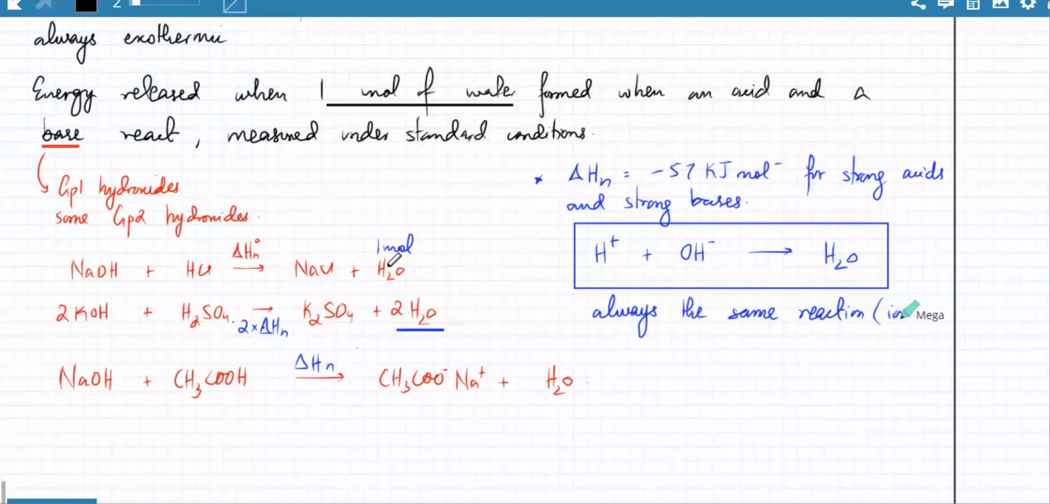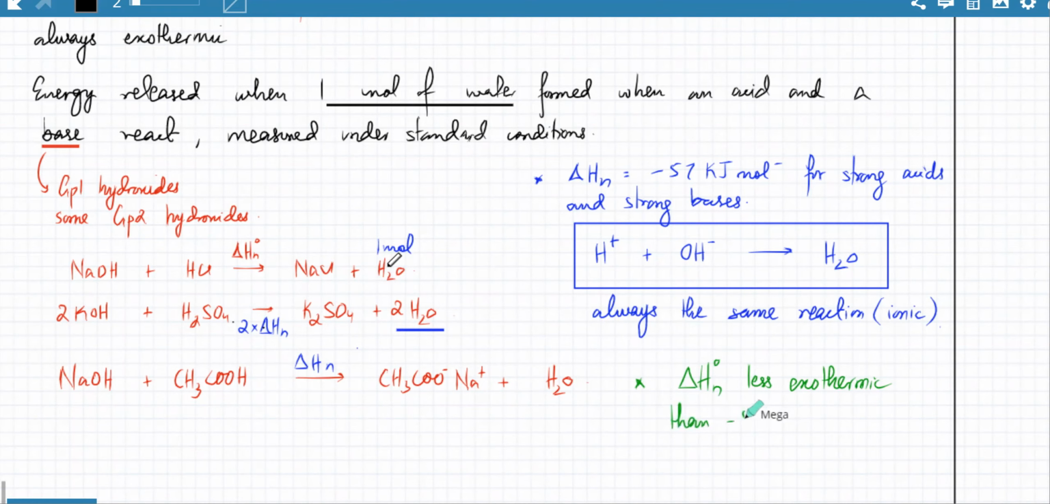And that's referred to as your ionic reaction, your ionic equation. So it's always the same reaction that's taking place. The other important point about this is that the value of delta Hn is slightly less exothermic. So it's kind of less exothermic than minus 57. Like it could be minus 52 or 53 for weak acids and weak bases.